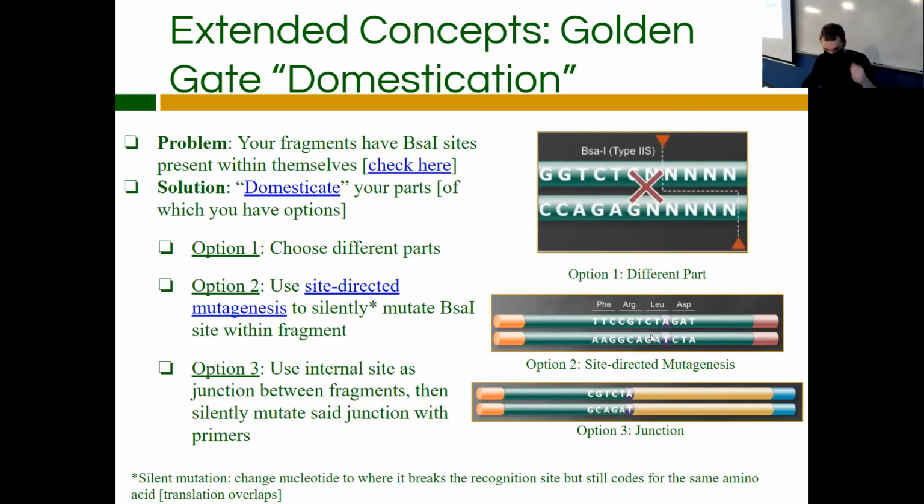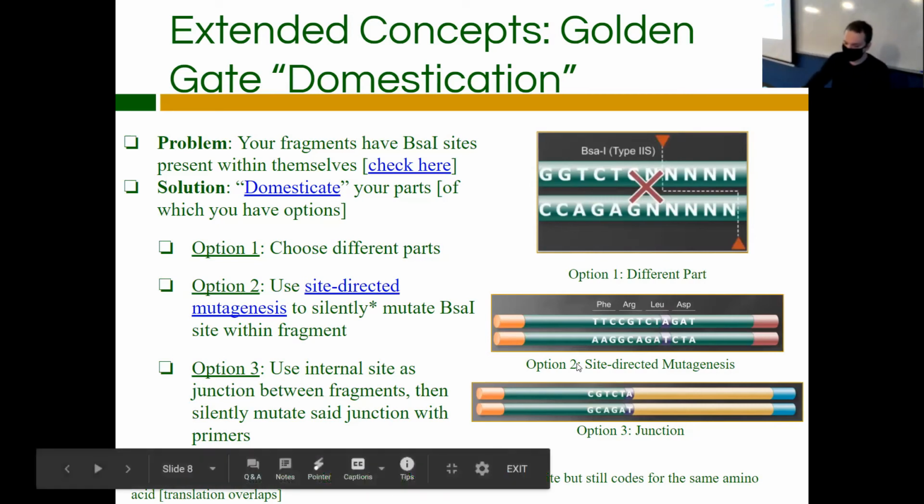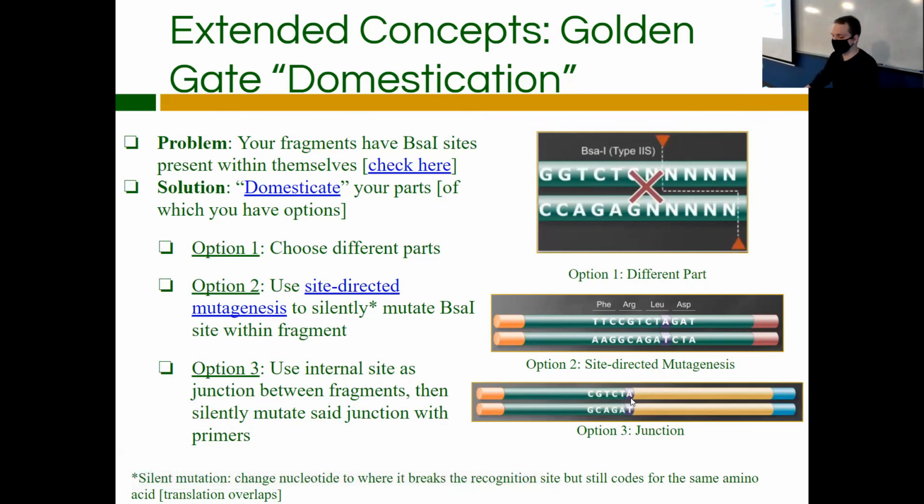So the third option, which I don't fully understand myself, is to use this internal site as the junction between 2 fragments. So this is your fragment 1 and this is your fragment 2. And what you're doing is you're using this as how you combine the 2 parts together, so the overhangs. So the site within the fragment is actually used as that overhang for that junction. And then while you're doing this, you can actually use site-directed mutagenesis within your primers, kind of, to where one won't recognize it and cut it again.